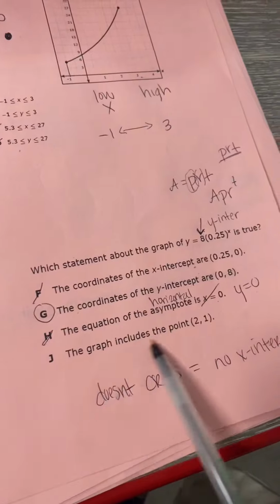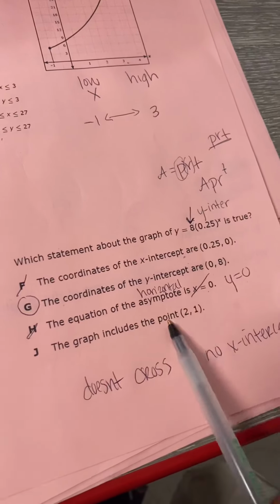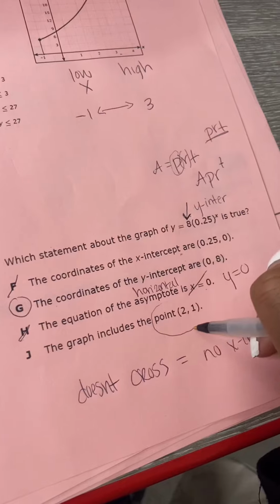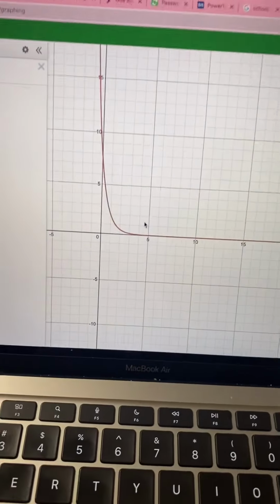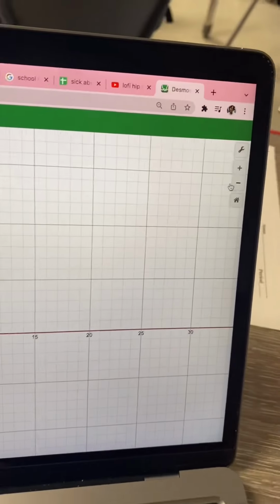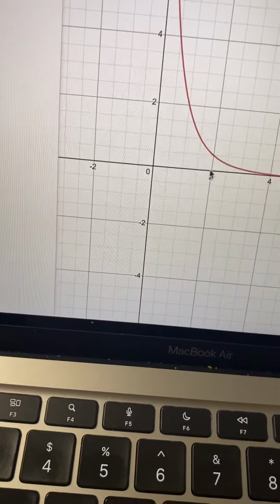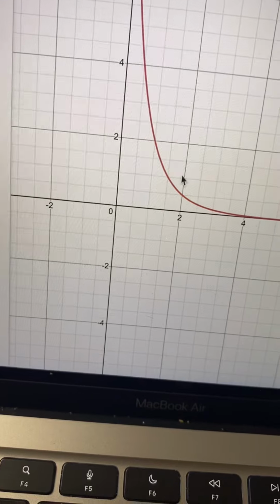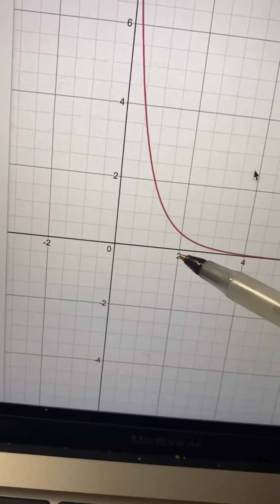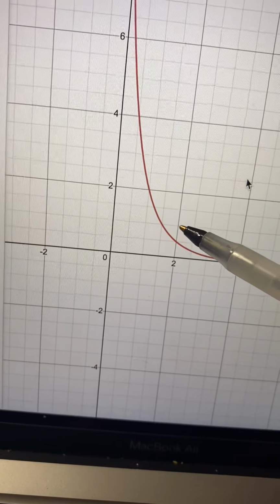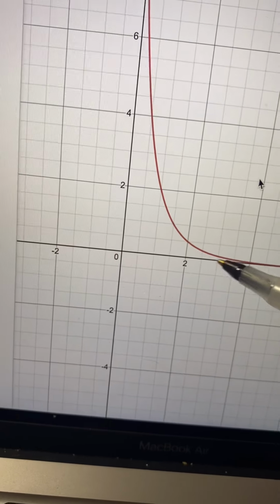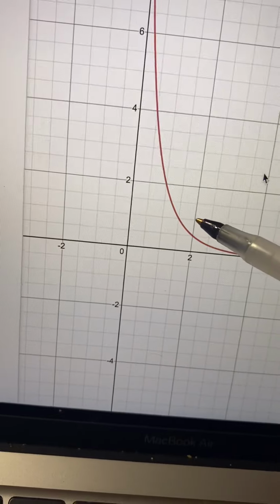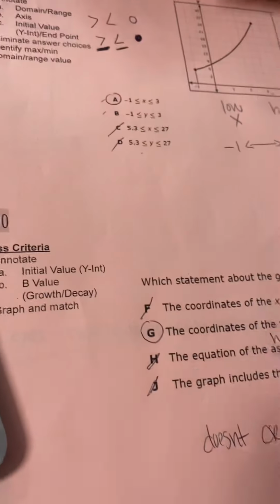What about J? Does this graph include point (2, 1)? Let's look at it. Let's zoom in right here and look for (2, 1). (2, 1) is right here. This point isn't on this red curve. It's right above it. So that's not true. It's close. So our answer would be G.